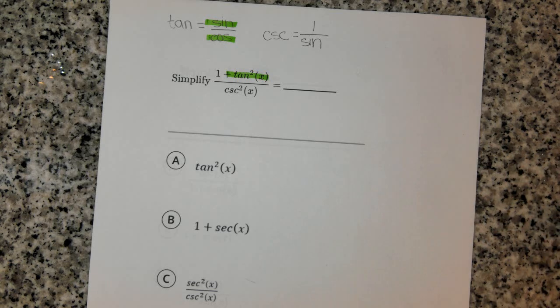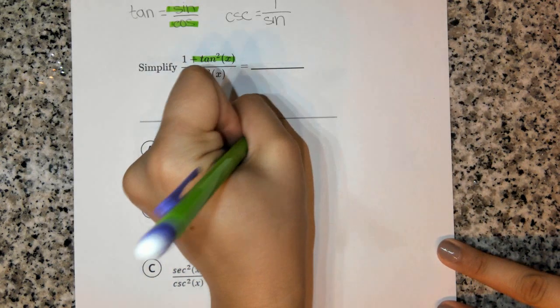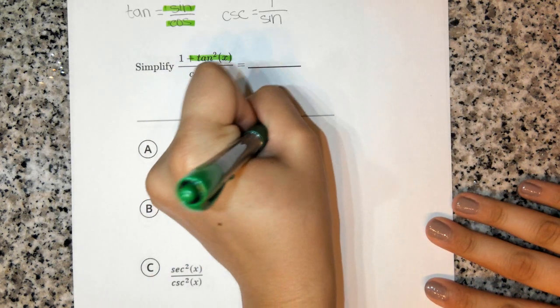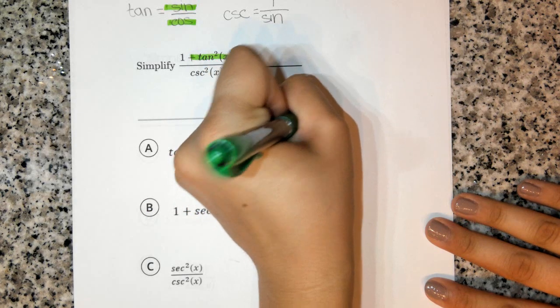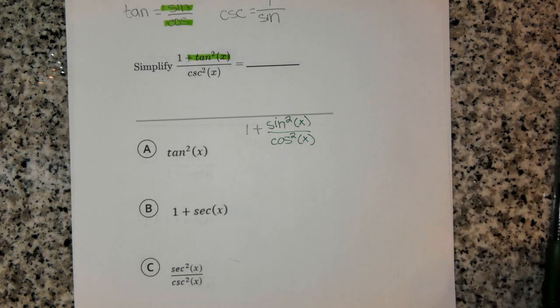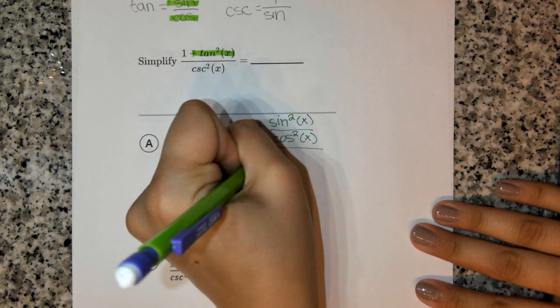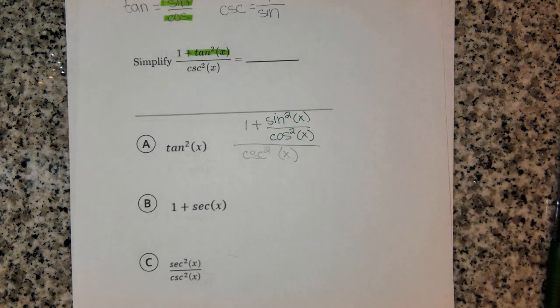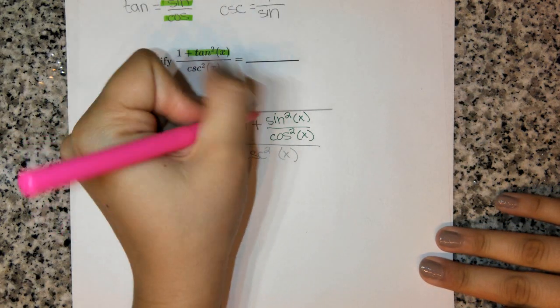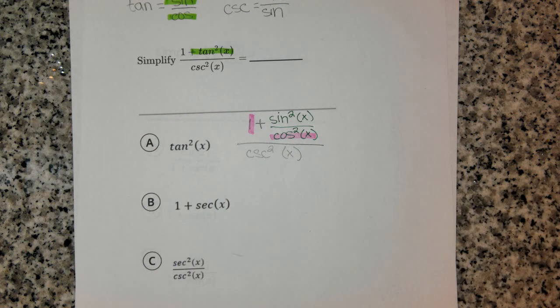So let's take a look at this. I am going to replace this tangent squared of x right here with this sine over cosine, and since it's squared, we have to make sure that it's squared on our end. So I have 1 plus sine squared of x divided by cosine squared of x. It's still all being divided by cosecant squared of x. Okay. Again, I am going to need to change this 1 so it has a common denominator with this cosine, like I did in the last question.